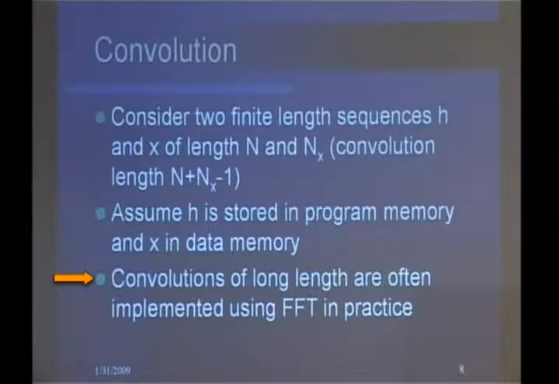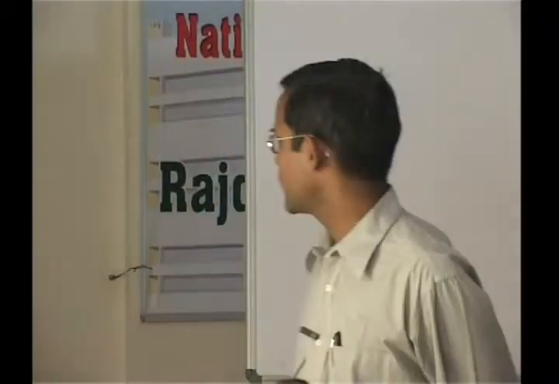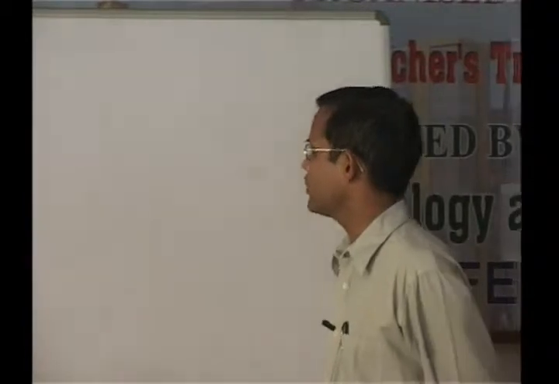They are not implemented now as it is, but assume for the time being that we are dealing with convolutions of short length, in which case you have to look into the convolution and try to understand the different ways in which you can implement the convolution. We will assume, of course, that h, the coefficients, are stored in program memory, and x, the array of numbers that you want to convolve with, are stored in the data memory.